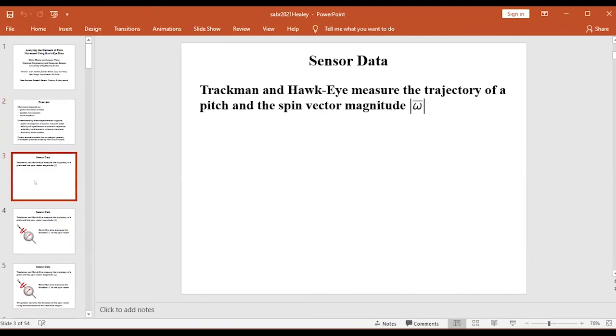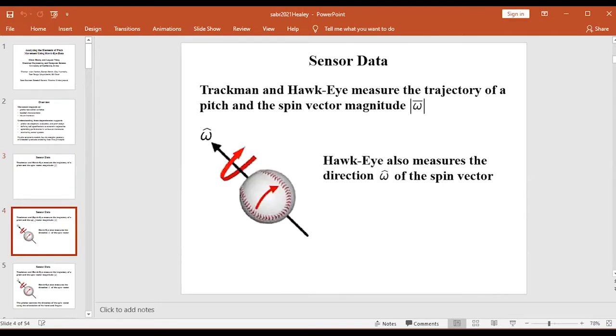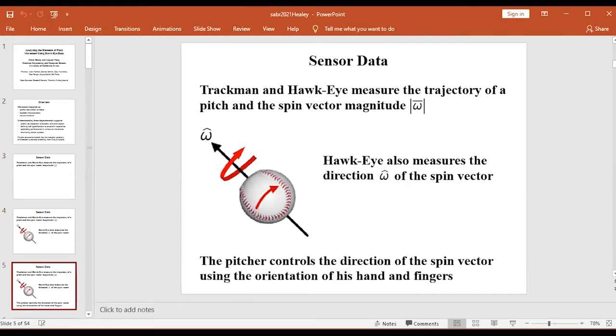And I'll be talking about data from both TrackMan and Hawkeye. And both systems measure the trajectory of a pitch and the spin vector magnitude, also known as the spin rate. And Hawkeye, in addition, gives us the direction of the spin vector, which is defined by the spin axis, and that is something that the pitcher controls.